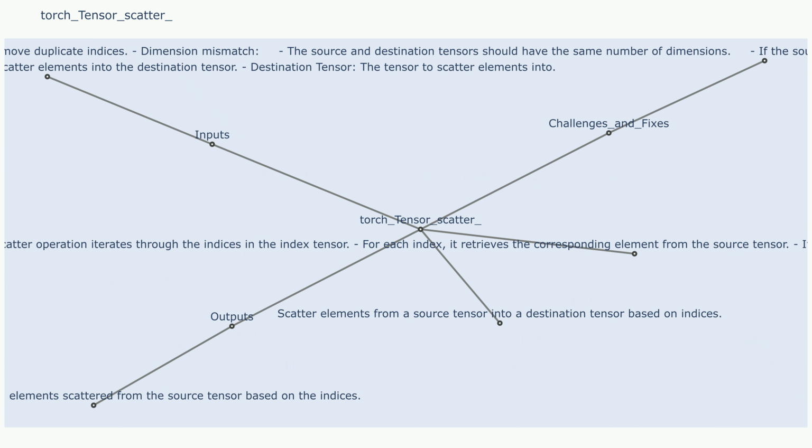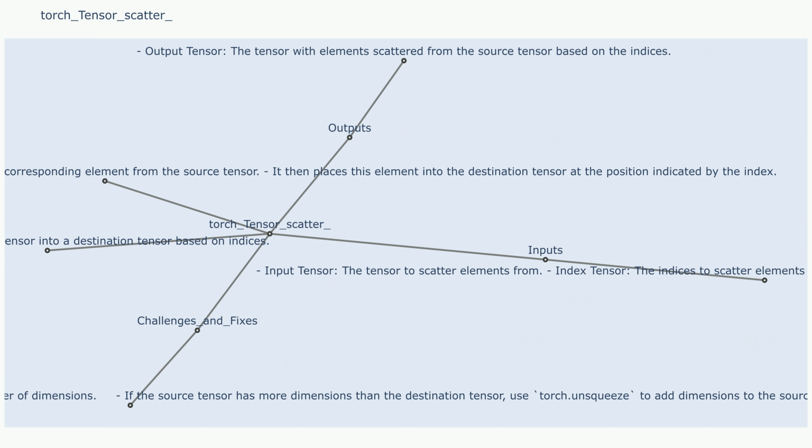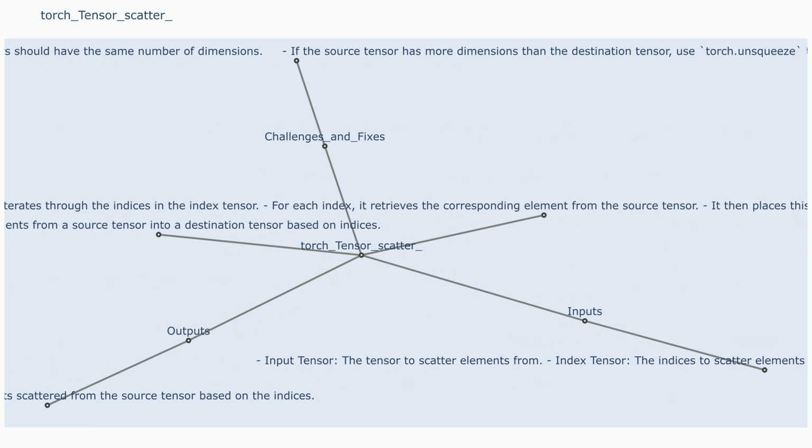Determine the dimensions of the source, index, and destination tensors. Iterate through the indices in the index tensor. For each index, retrieve the corresponding value from the src tensor. Scatter this value into the destination tensor at the location specified by the index.